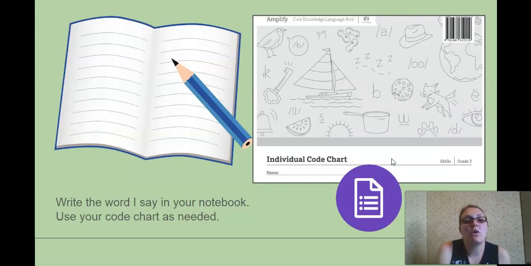Okay, now we are going to practice some dictation again, which means I will read you a word and you will write the word down. We'll practice one together, and then there will be 3 more on your Google Forms at the end. And as always, you can refer to your individual code chart to help you with any letter sounds. Okay, our word is fog. In the morning, it's hard to see because of all of the fog.